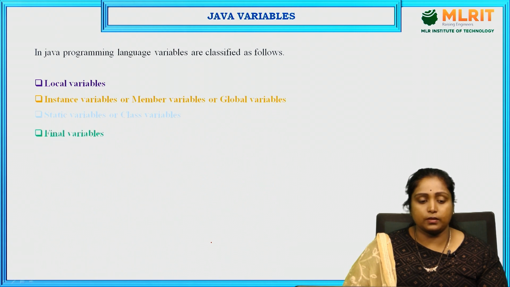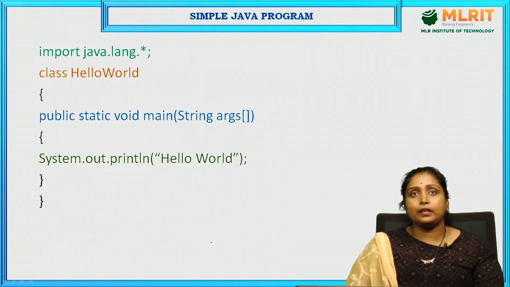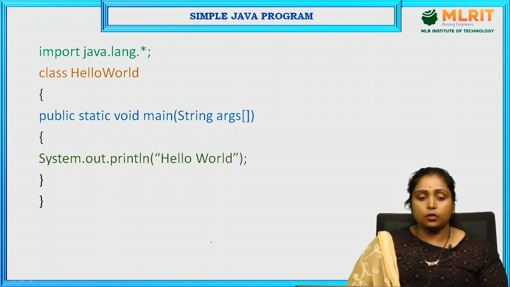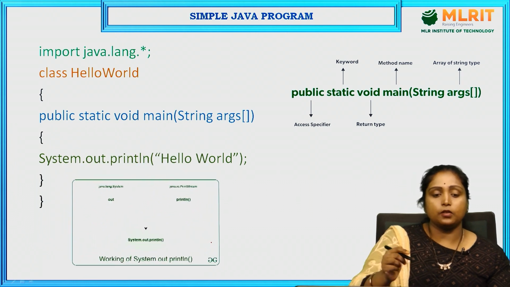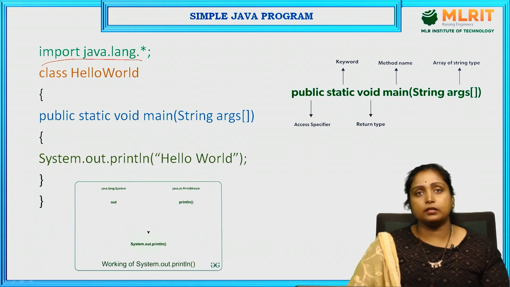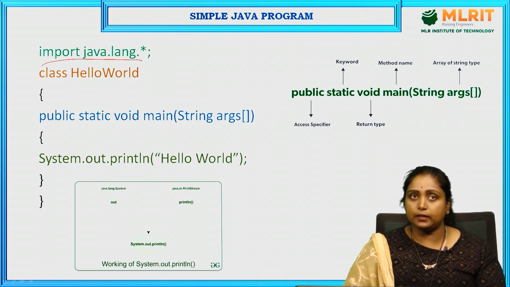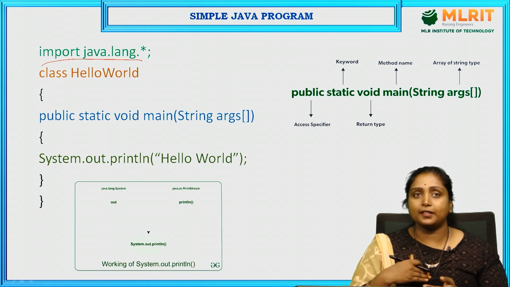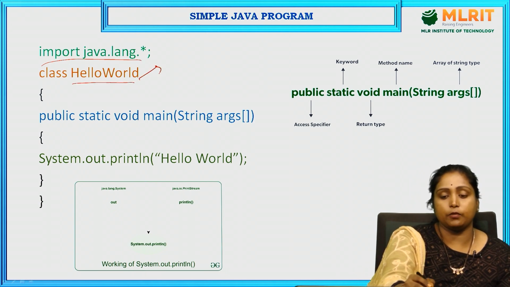We have seen all these variables here. Now coming to a simple Java program, these are the steps. import java.lang package: this package consists of n number of methods stored in the Java library, which we can use ready-made. And class HelloWorld is the name of the class.